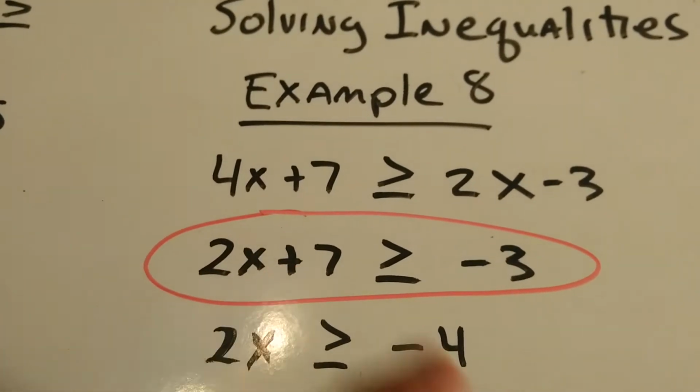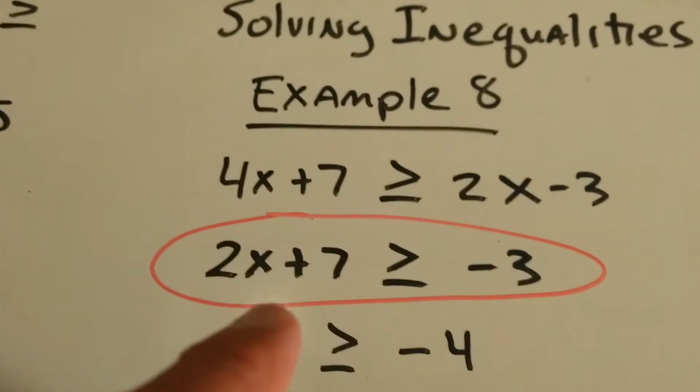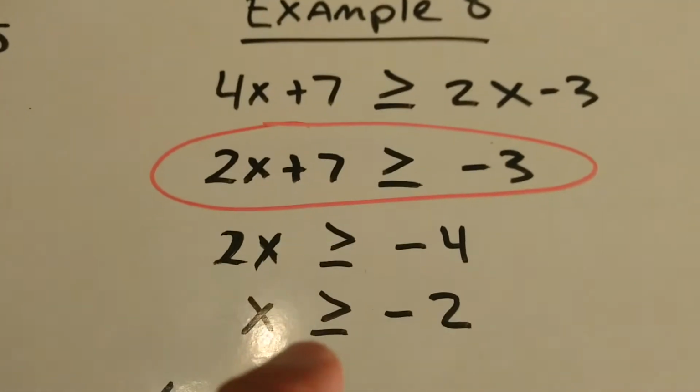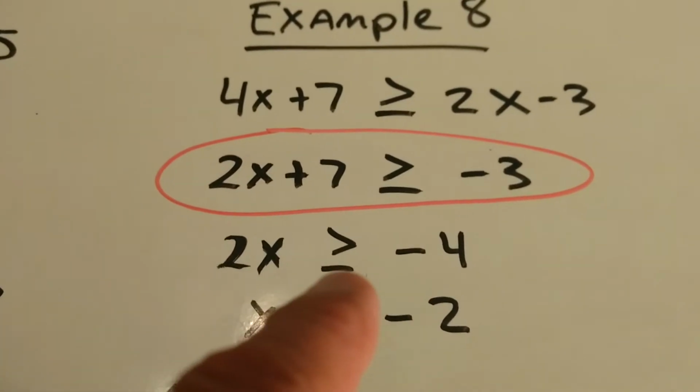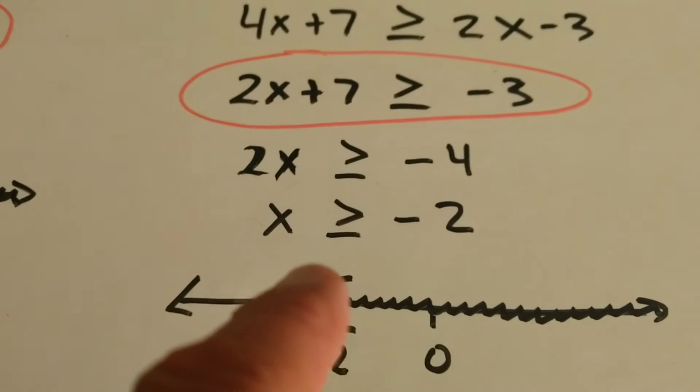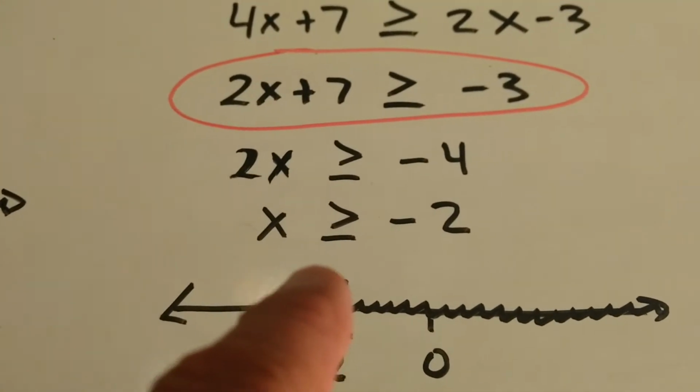So this tells me subtract 7, divide by 2. I don't have to flip the sign. Subtract the 7, I get 2x greater than or equal to negative 4. Divide by 2, I get x is greater than or equal to negative 2.